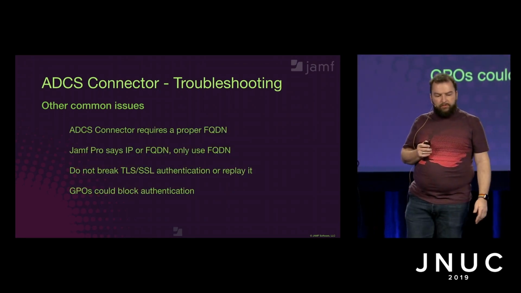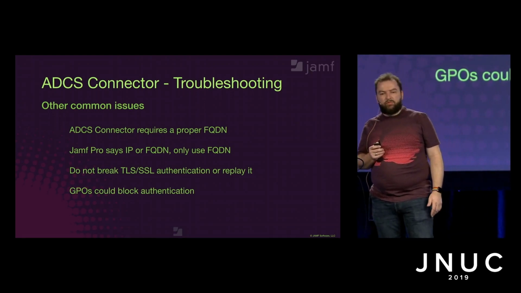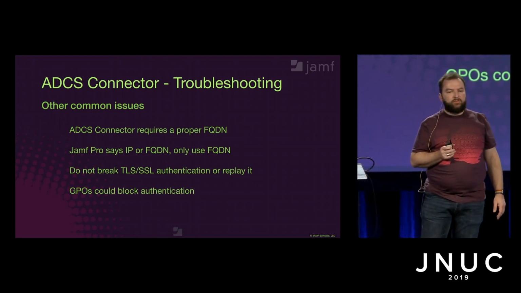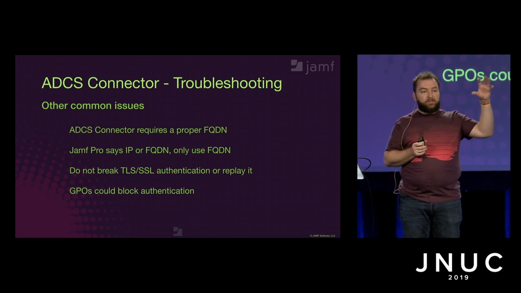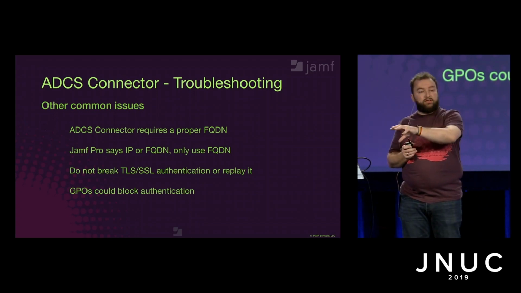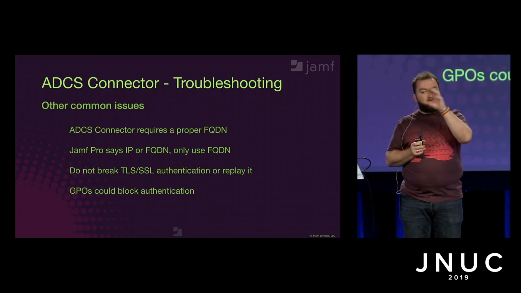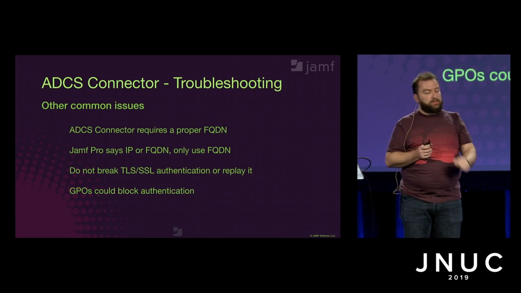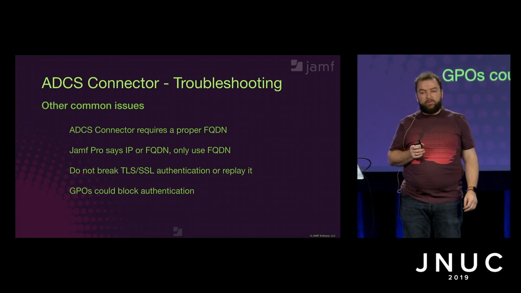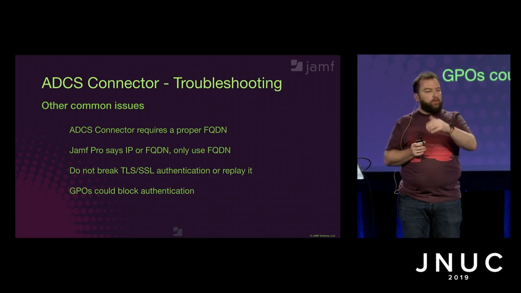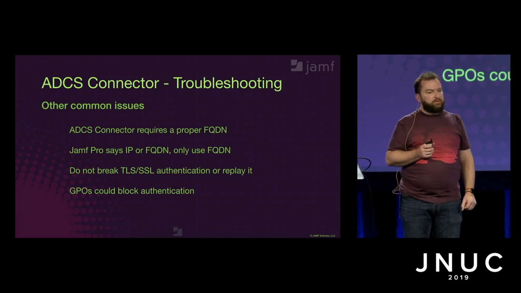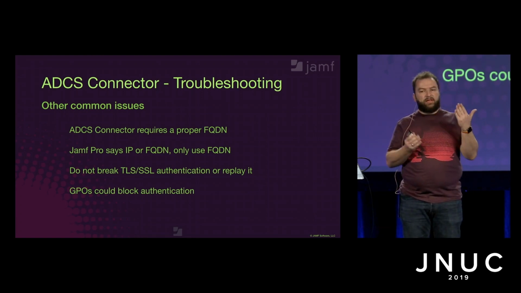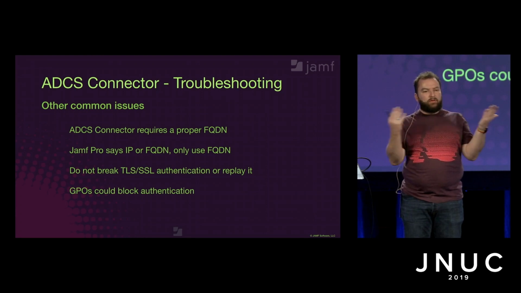Other common issues. We do not have a proper FQDN. So the FQDN for the ADCS connector is what Jamf is using to reach the ADCS connector. Well, it has to be public. You need to make sure of that. If you don't have that, or try to use an IP, as we are connecting over 443 and HTTPS, it means that we're going to see a certificate, and if the names mismatch, boom, it breaks.